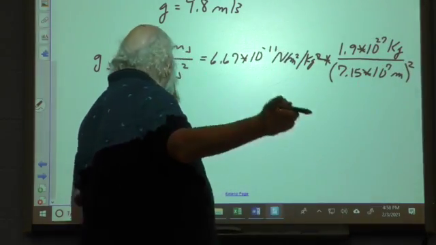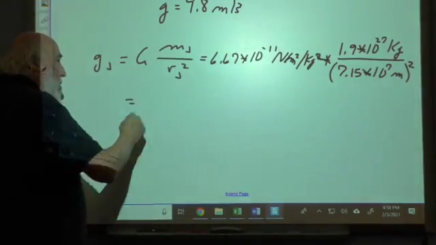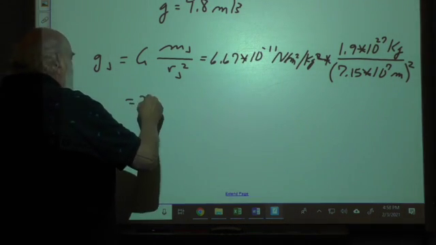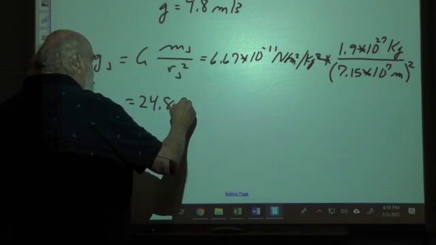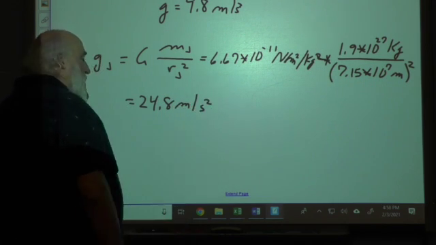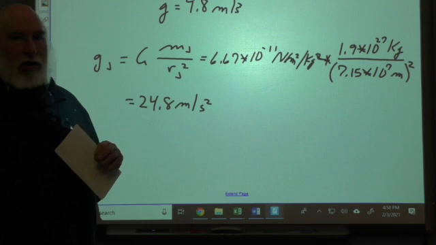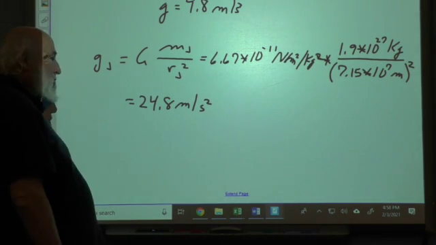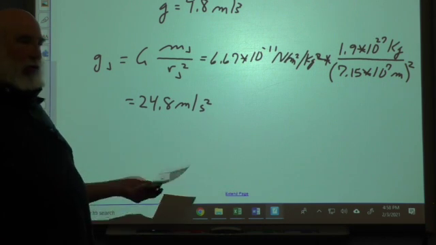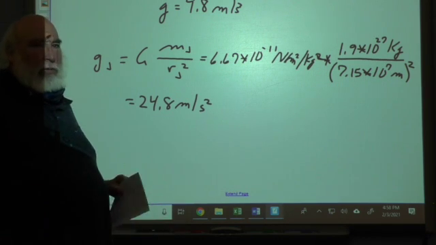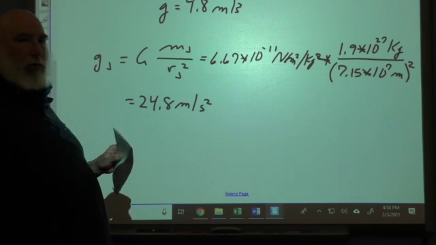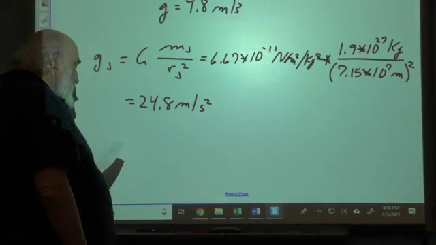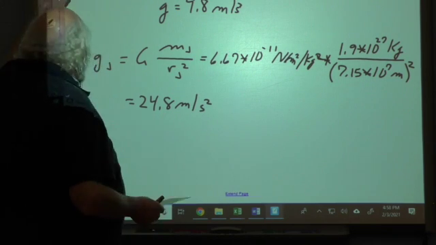Punch that all into your calculator, and you get a value of 24.8 meters per second squared, about 2.5 times the gravitational attraction of Earth. So if a person from Jupiter came over to Earth, that person would probably leap over tall buildings in a single bound. You know the story.